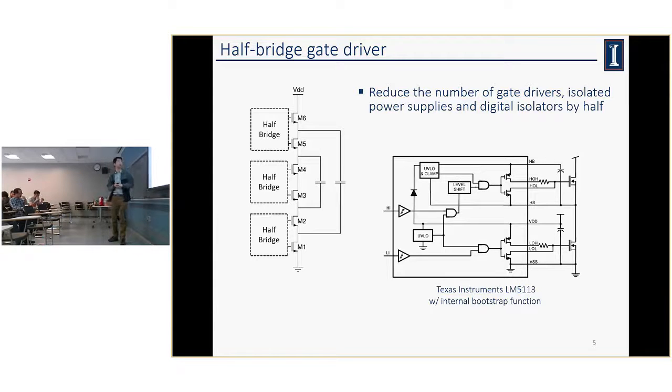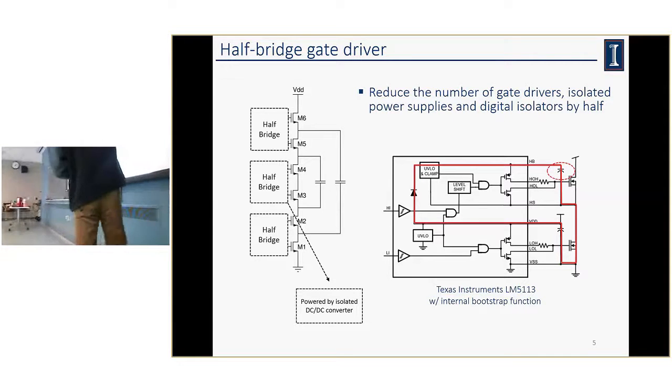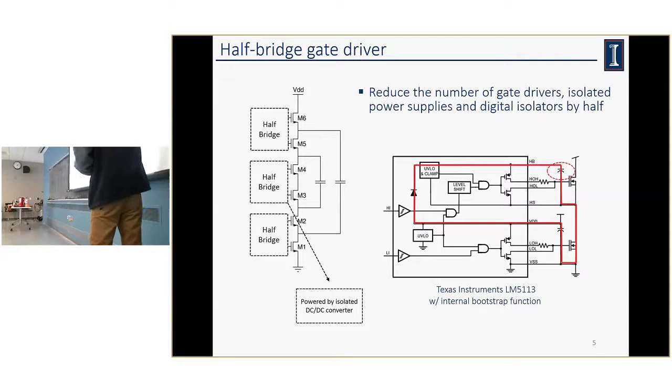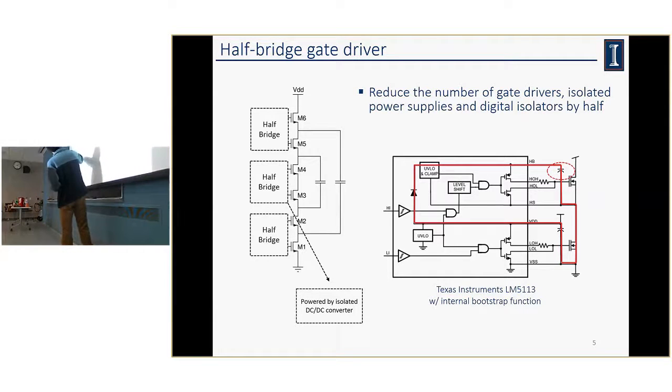And more than that, since one chip only needs 1 input power supply, we also reduce the number of isolated power supplies by half, as well as the digital isolators. So let's take a deeper look into this half-bridge chip. Here is the input. This is the input decoupling capacitor for the half-bridge gate driver. And it is used to provide power for the low side switch of each half-bridge, like M1, M3, and M5.